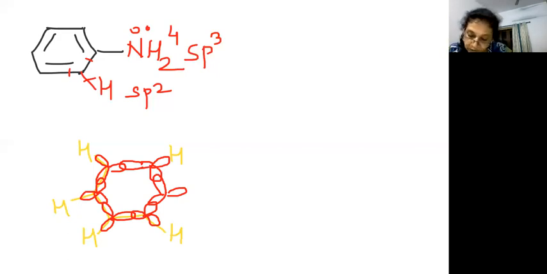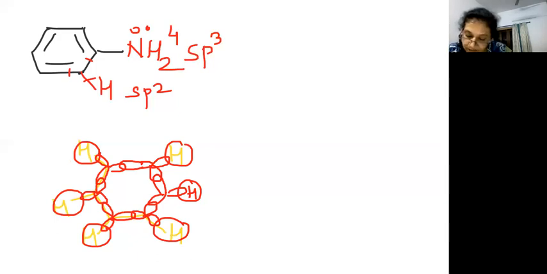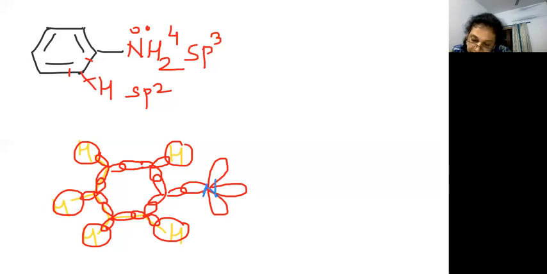And now I need to put hydrogens there. So these are the hydrogens. And now in place of this hydrogen, we have to put an NH2 group, which is sp3 hybridized. So let us make an sp3 hybridized NH2 here. That is tetrahedral. So I've made an sp3 hybridized NH2. This is a nitrogen. This one is carbon. This is carbon. This is carbon. This one is carbon. Again a carbon, and again a carbon.